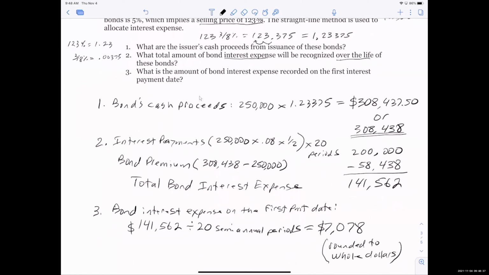Now, number 3, what is the amount of bond interest expense recorded on the first interest payment? Well, just know that this is the total amount of interest, 141,562. And we're going to allocate that for 20 periods, so we're going to divide it by 20. So each period, we're going to recognize 7,078 in interest expense. Okay.